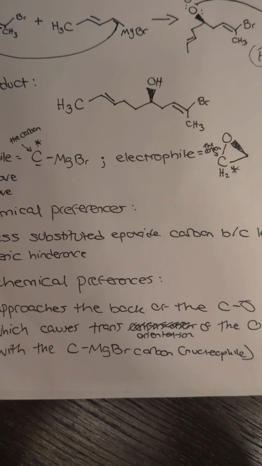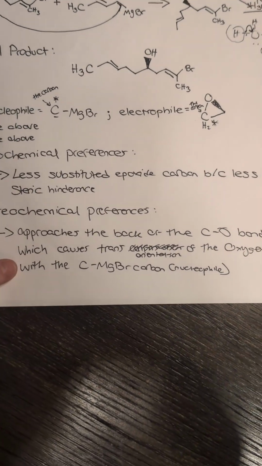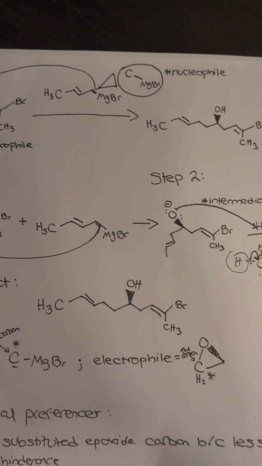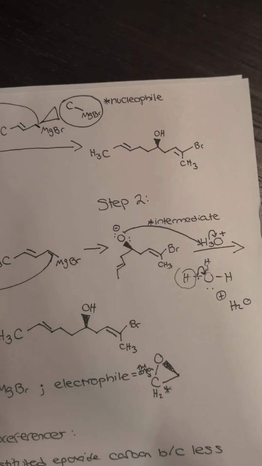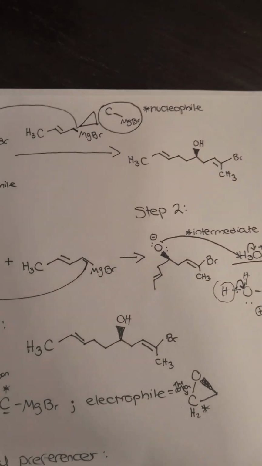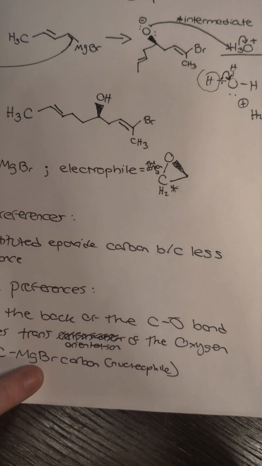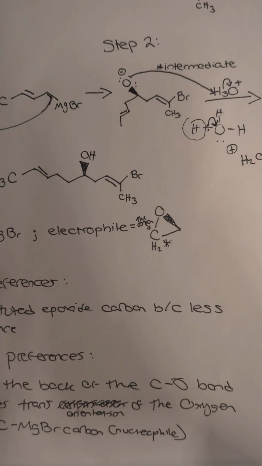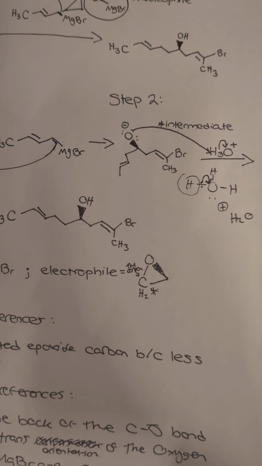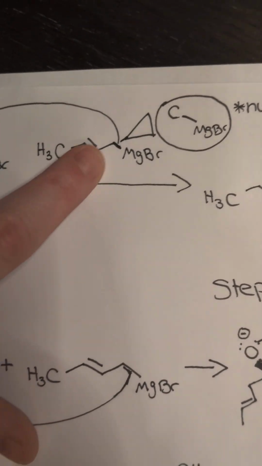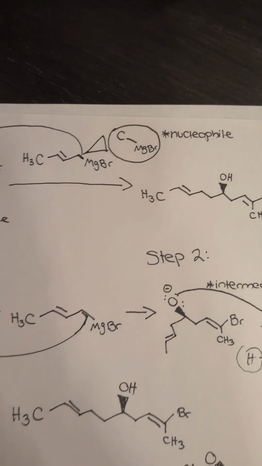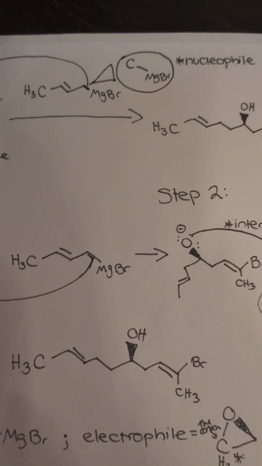Stereochemically, it's also worth noting that the nucleophile is going to approach through the back of the bond up here. It's going to approach through the back of the C-O bond, not the front. It's going to end up in a trans orientation between that oxygen and the carbon attached to the MgBr, the nucleophile. It's going to cause inversion of the attacked carbon.